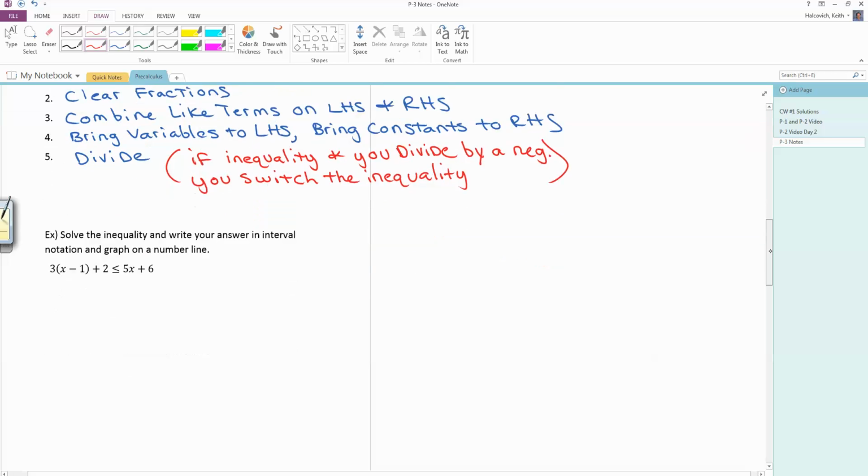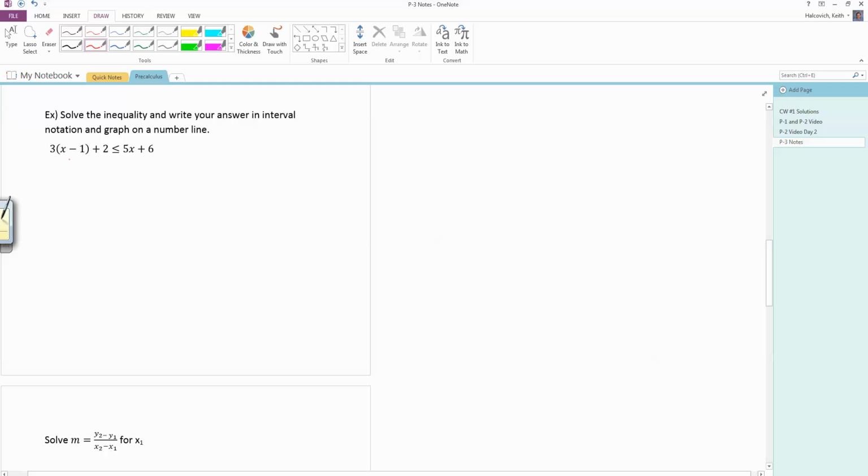So let's look at an inequality. Remember, the first thing we do is distribute. So 3x minus 3 plus 2 is less than or equal to 5x plus 6. Remember, we want to clear fractions, but there are no fractions, so we're not clearing any. Negative 3 plus 2 is negative 1.